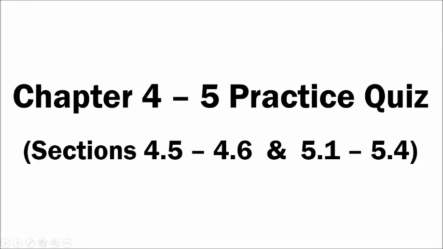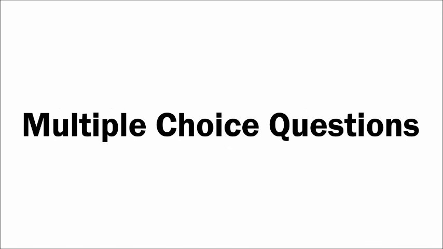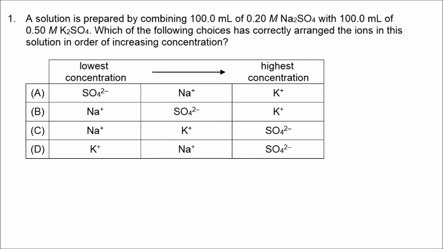These are the answers to the Chapter 4 and 5 practice quiz. And we'll start with the multiple choice questions. So here's number 1. Your job is to arrange the ions in order of increasing concentration.